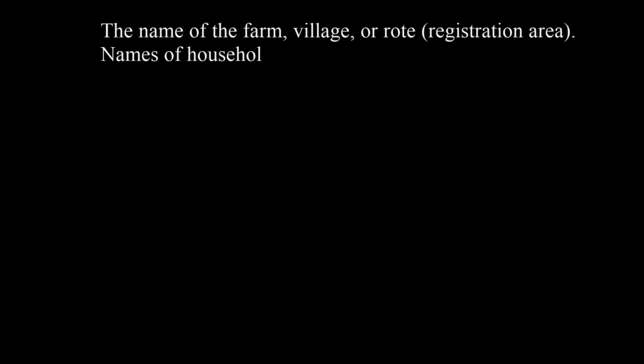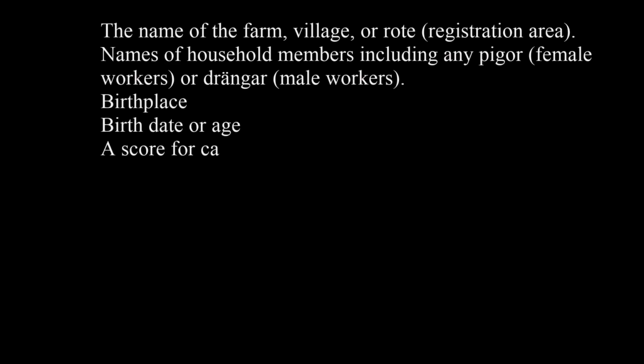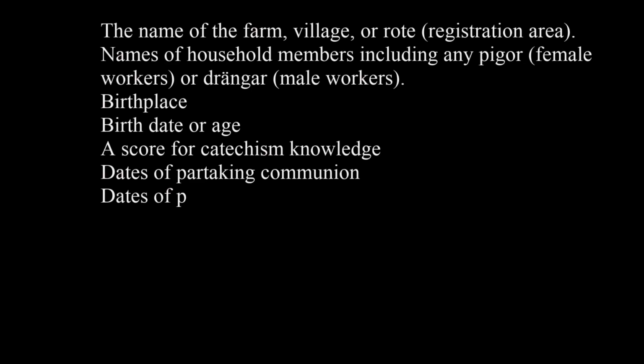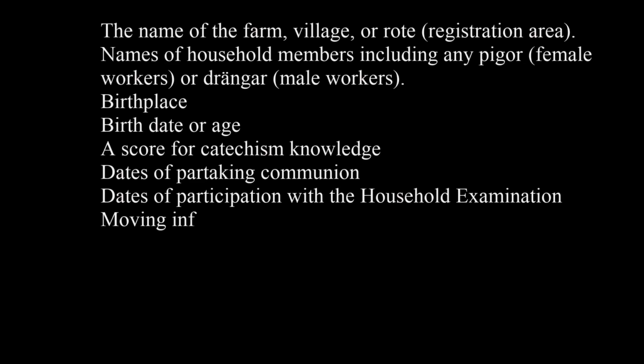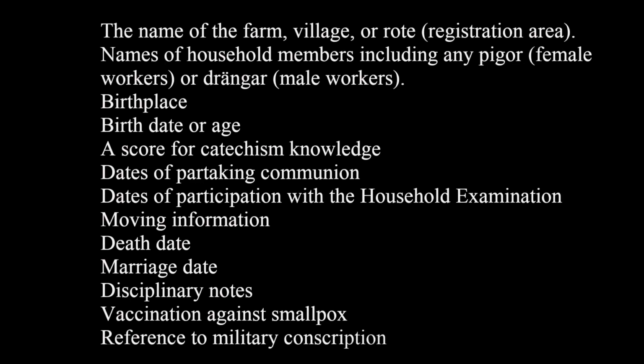As you search the books, you might see the name of the farm, village, or rote, registration area, names of household members, including any pigor, female workers, or dranger, male workers, birthplace, birth date or age, a score for catechism knowledge, dates of partaking communion, dates of participation with the household examination, moving information, death date, marriage date, disciplinary notes, vaccination against smallpox, and reference to military conscription.